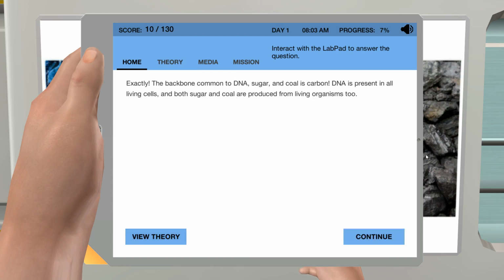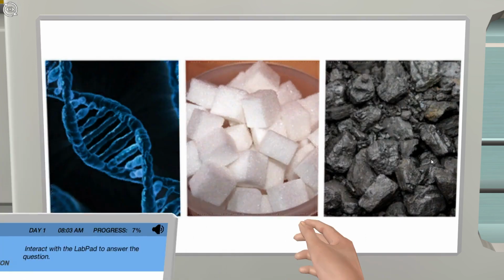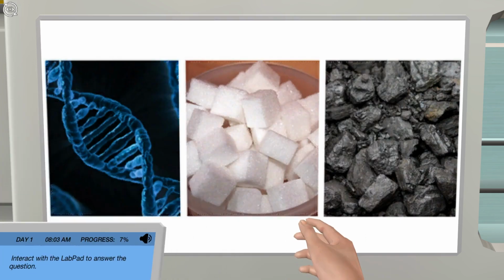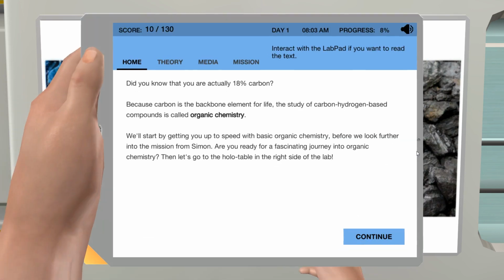Exactly. The backbone common to DNA, sugar, and coal is carbon. DNA is present in all living cells, and both sugar and coal are produced from living organisms too. Did you know that you are actually 18% carbon? Because carbon is the backbone element for life, the study of carbon-hydrogen-based compounds is called organic chemistry.